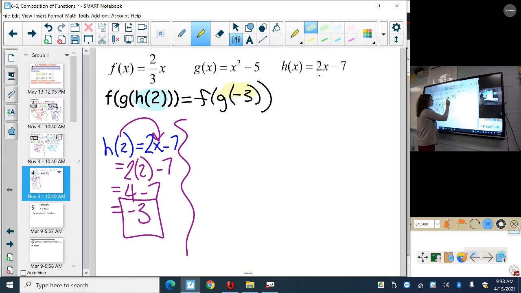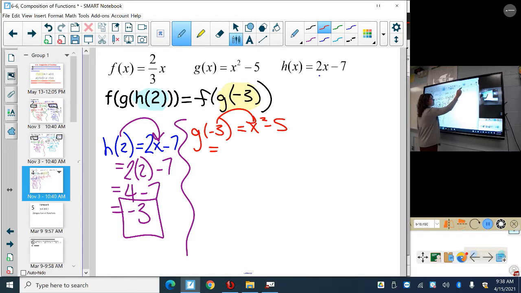The inside function this time is going to be g at negative 3. So g at negative 3 is what I'm going to utilize. What is g defined to be? It's x squared minus 5. So that means every place I see an x, I'm going to plug in negative 3. Because it is negative, I need to put parentheses around that because I'm squaring not just the 3, but the negative with it. Minus a 5.